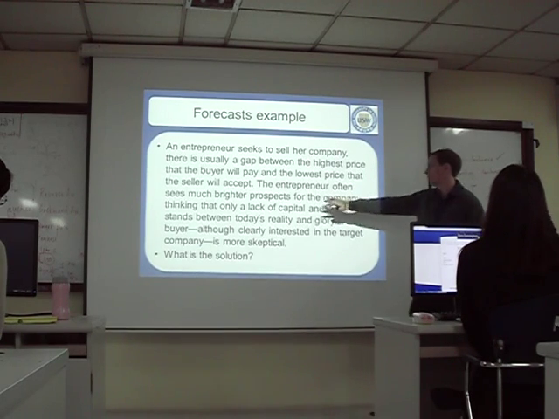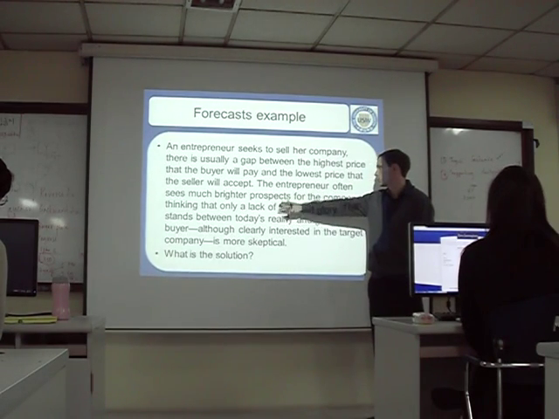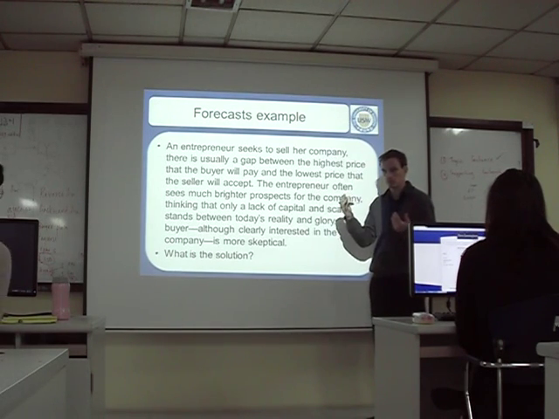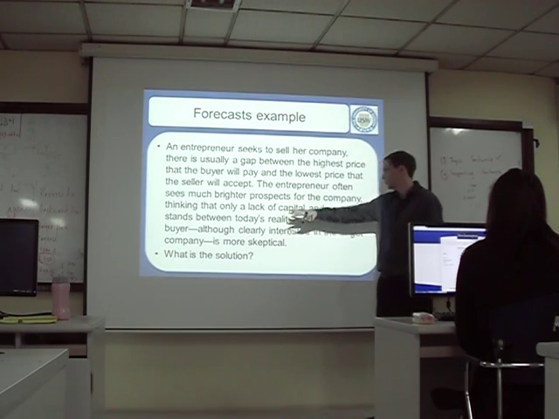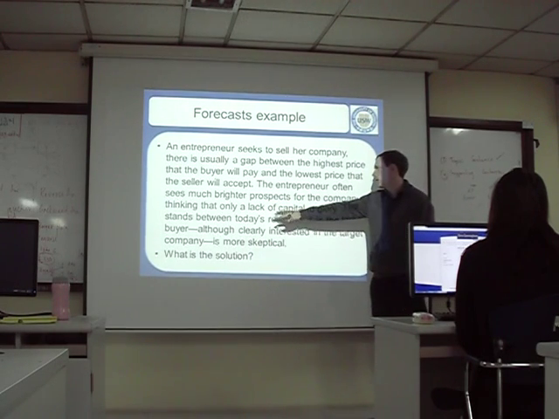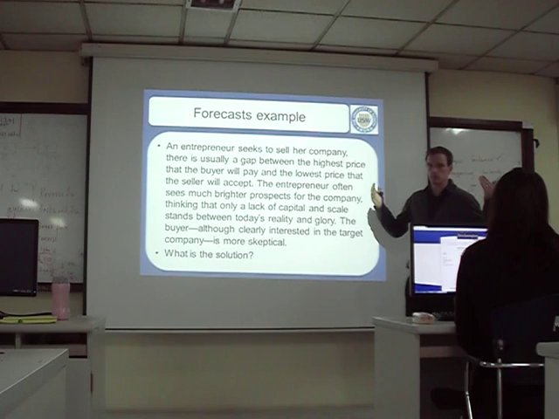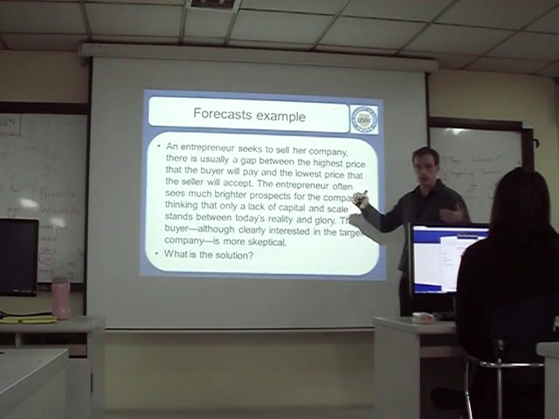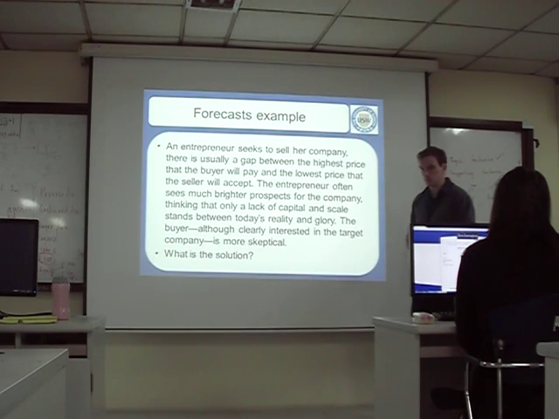The entrepreneur, often the case, sees much brighter prospects. Brighter means better prospect, better future. Their forecast for the future is bright, sunny, okay? Thinking that the reason they're not bigger is because they don't have enough money. And they're not big enough. If they had more money and they were bigger, then of course they would be really successful. That's what the entrepreneur thinks, okay?